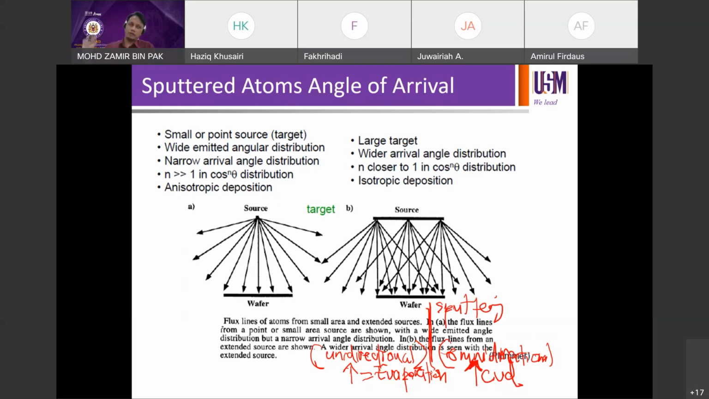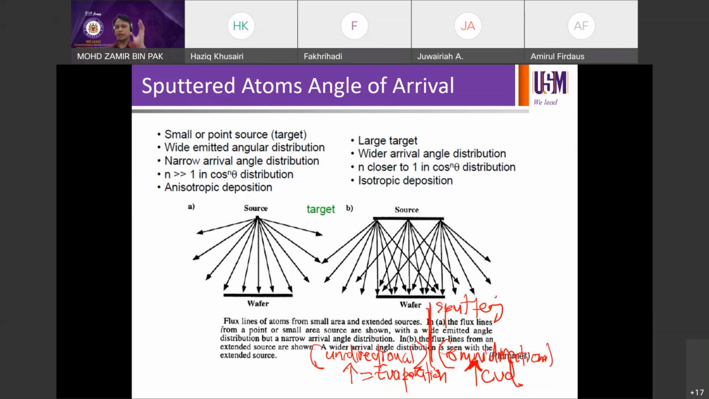If you don't have any concern with unidirectionality, you can just go for electron beam evaporation. If you compare these three main processes, DC/RF, thermal, E-beam, or evaporation, sputtering, CVD, the most omnidirectional is CVD, the most unidirectional is evaporation, and sputtering is in the middle. If you compare in terms of deposition rate, which one is the highest?